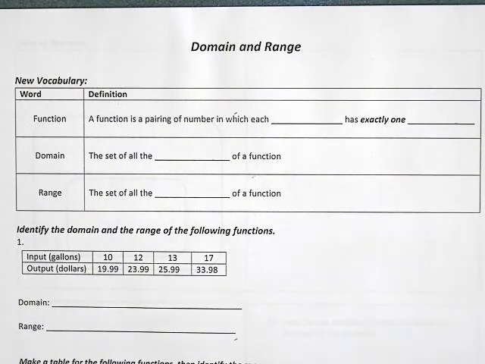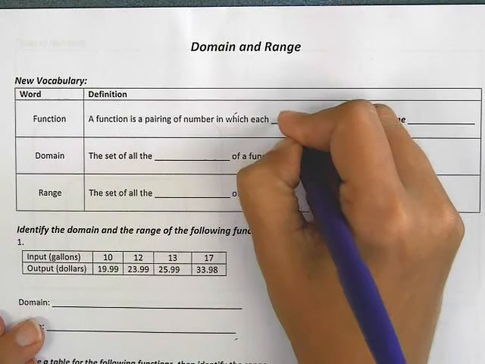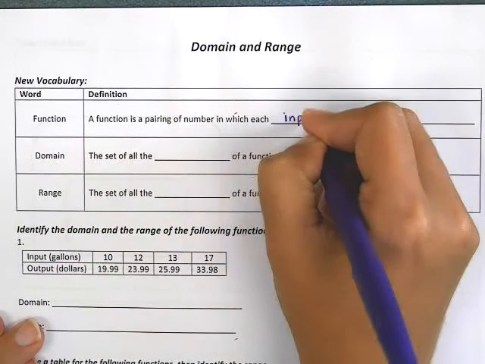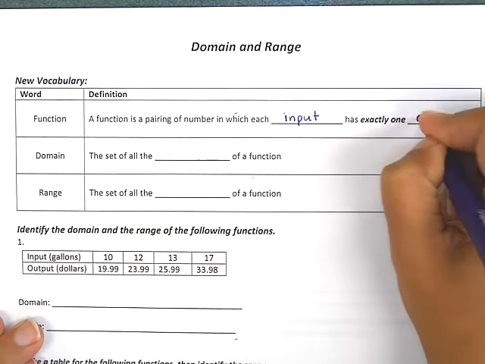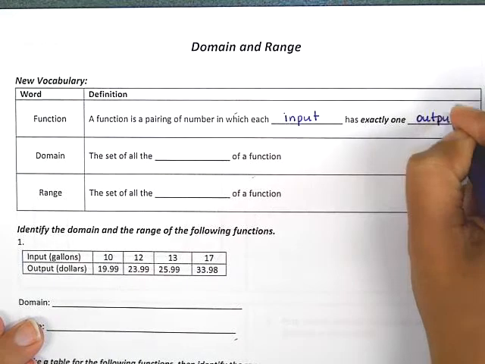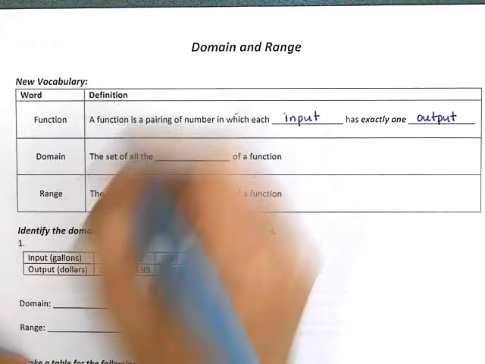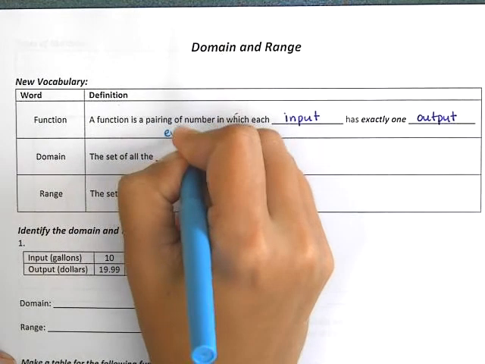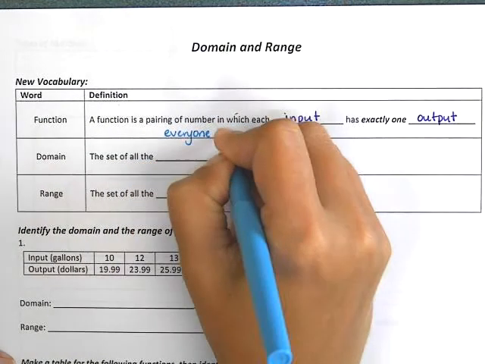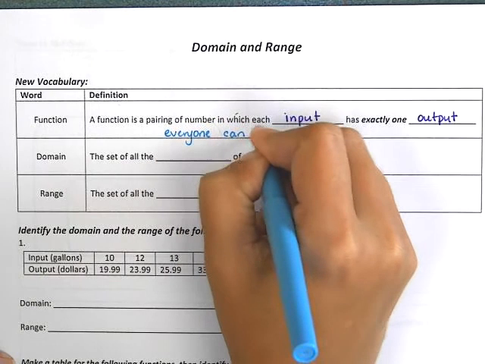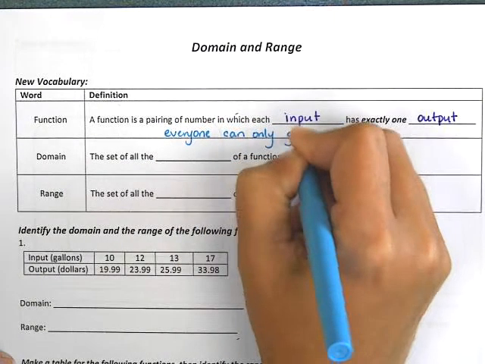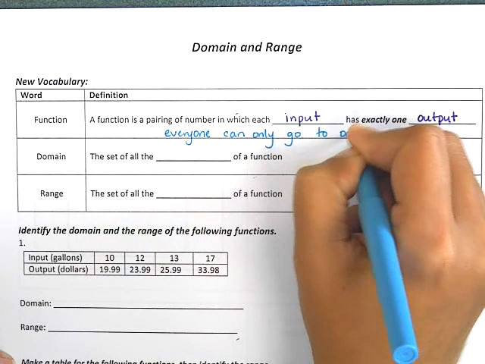So just to review, a function is a pair of numbers in which each input has exactly one output. When we learned about this the other day, we said one way of thinking about this is that everyone can only go to one party.